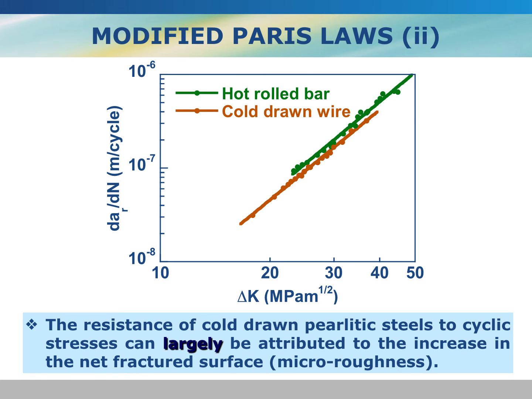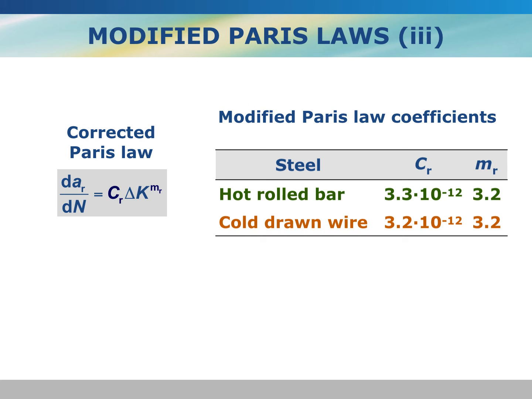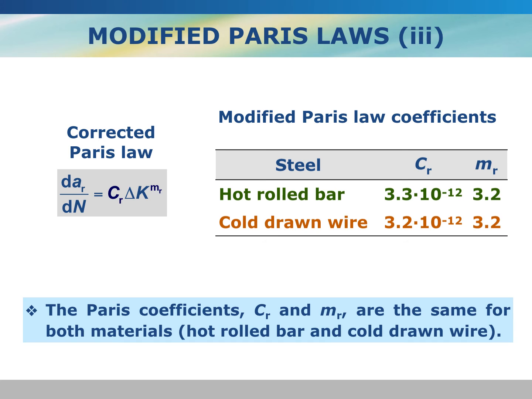The resistance of cold round pearlitic steels to cyclic stresses can largely be attributed to the increase in the net fracture surface micro roughness. Then we propose, with this modified Paris law, the new coefficients, and the Paris coefficients, considering the real crack advance, CR and MR, are the same for both materials, hot rolled bar and cold round wire.